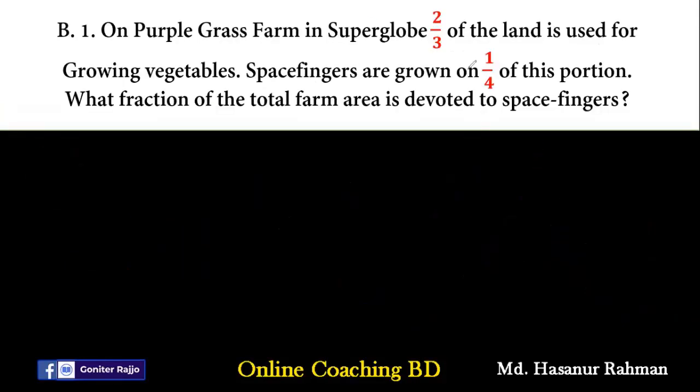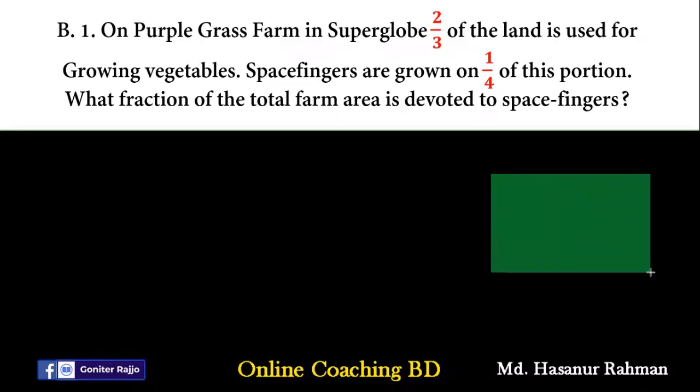Now number B1. Number B1 says: on purple grass farm in super globe, 2/3 of the land is used for growing vegetables. Space fingers are grown on 1/4 of this portion. What fraction of the total farm area is devoted to space fingers? So we can solve it in this way.